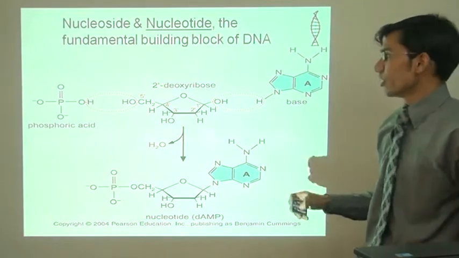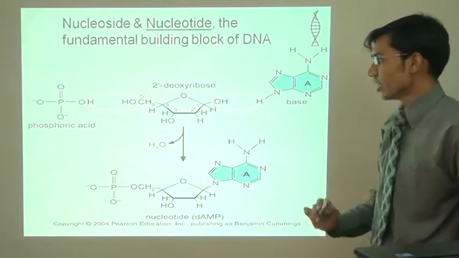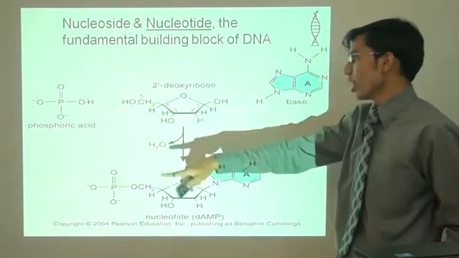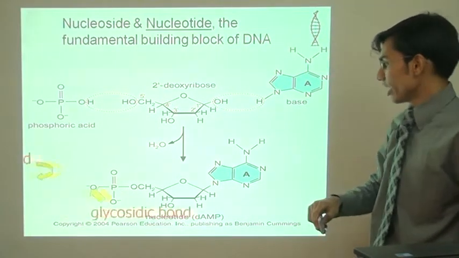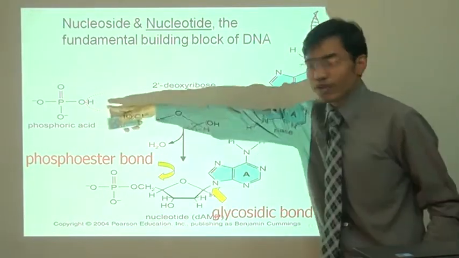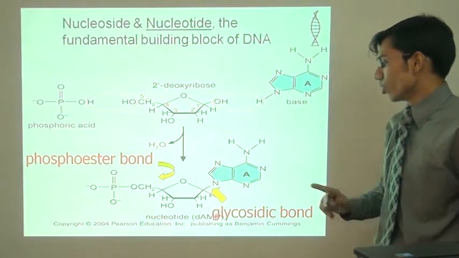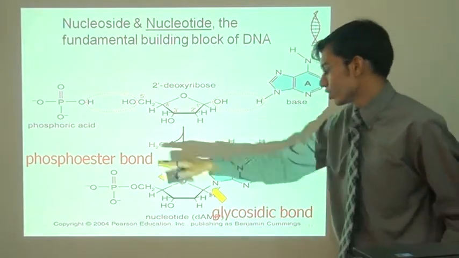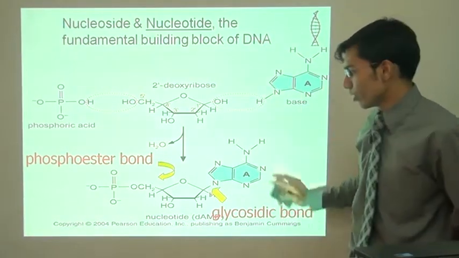Nucleoside and nucleotide, the fundamental building blocks of DNA. As we have seen, nucleotides are made up of base, sugar moiety and phosphoric acid phosphate. How they are joined together to form a nucleotide is shown in the next figure. There is a phosphoester bond between the sugar moiety and phosphoric acid, and there is a glycosidic bond between the base and the sugar. Combining these 2 bonds with the base, sugar and phosphate moiety, it forms an entire nucleotide.